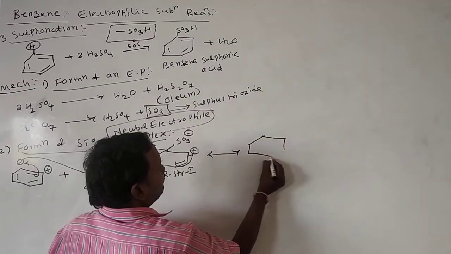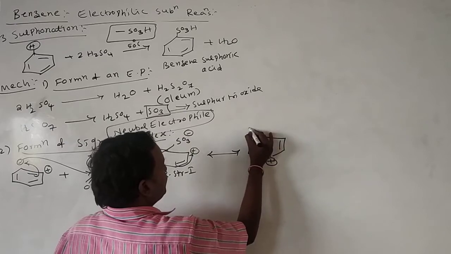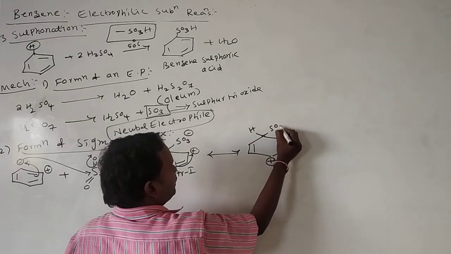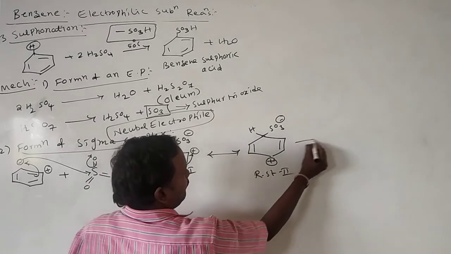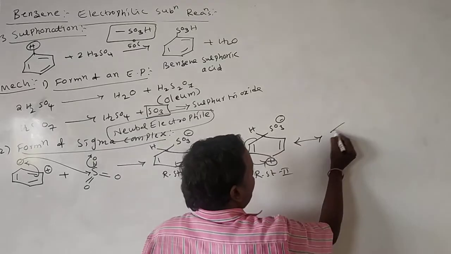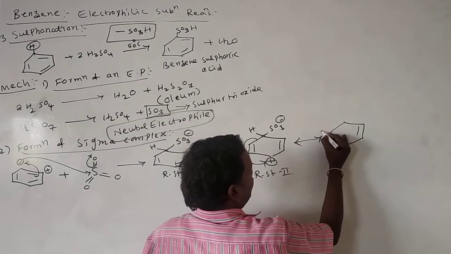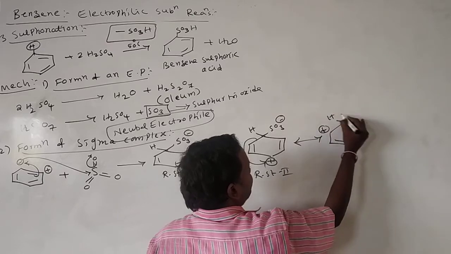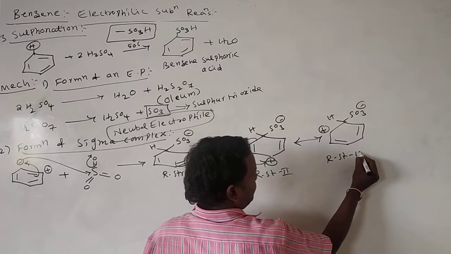See, a bond forms here. Here a positive charge, here hydrogen, and here SO3 minus. This is resonance structure 2. It also is involved in resonance and forms a bond here, a plus here, H, SO3 minus. This is resonance structure 3.